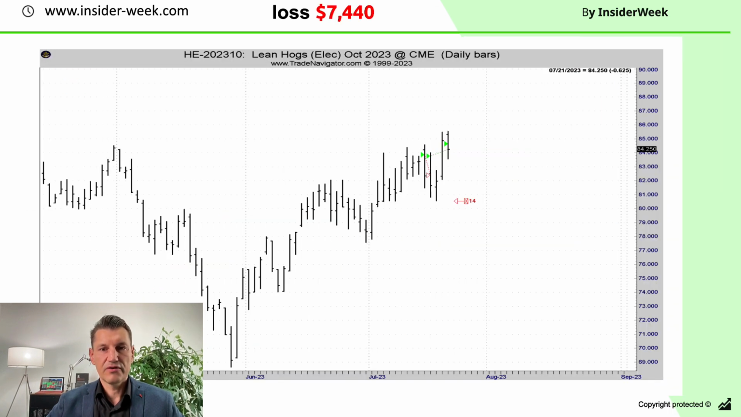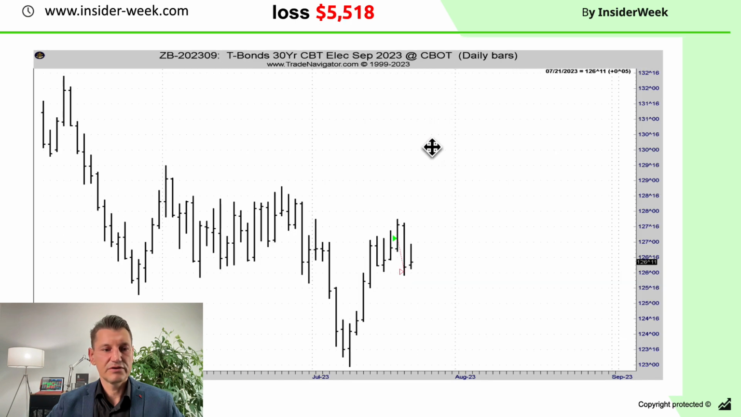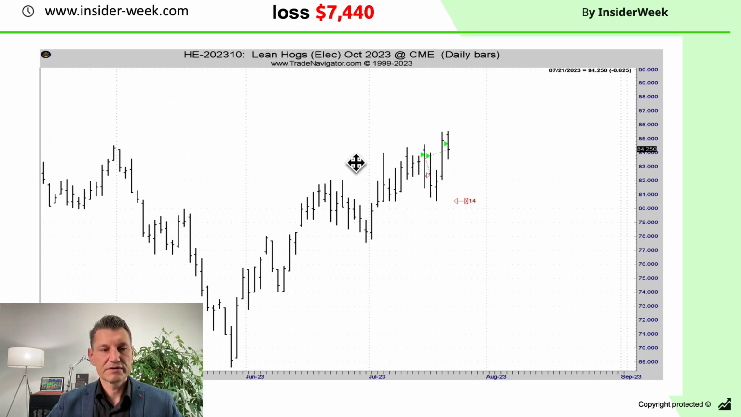Let's have a look at the first trade, lean hogs. So I opened a long position in an upward trend, but I was stopped out. My stop was very close to the market. So the loss was $7,440. So after trend continuation, I opened a long position again. I'm 14 contracts long in this market, and on Friday I scaled up this position until 4% risk.